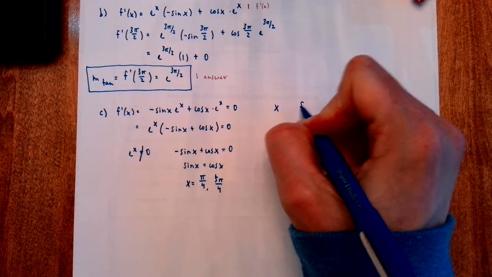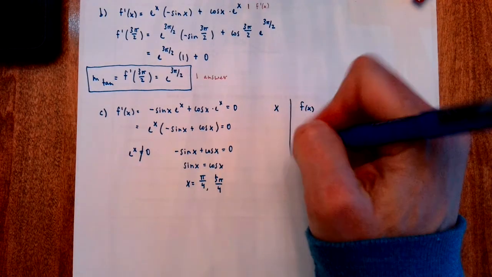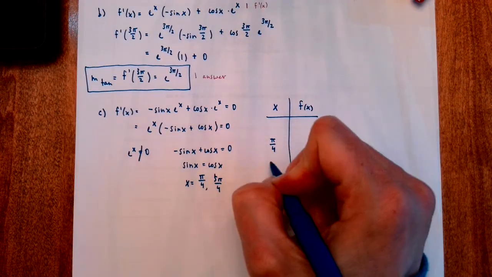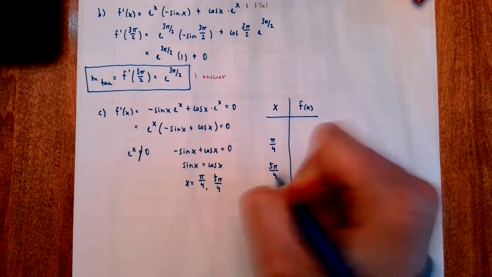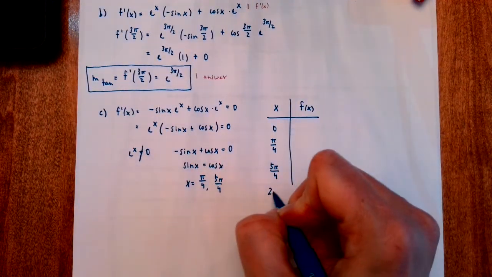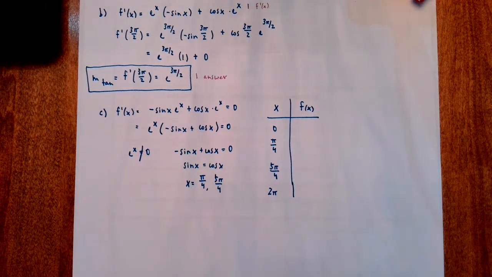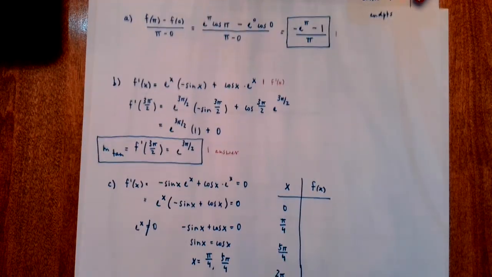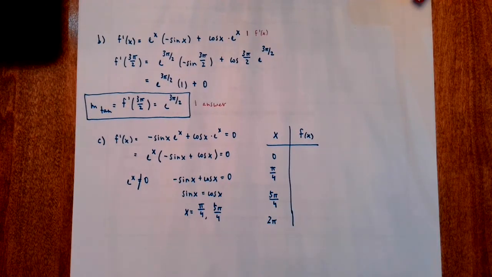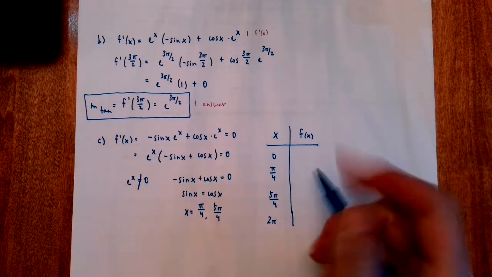I've got x and I've got f of x. My critical points were pi over 4 and 5 pi over 4. Those were my critical points. And then my endpoints were 0 and 2 pi. So now for part C, what did they want? Just the absolute minimum. So I'm going to find all these function values and then pick out the smallest one.